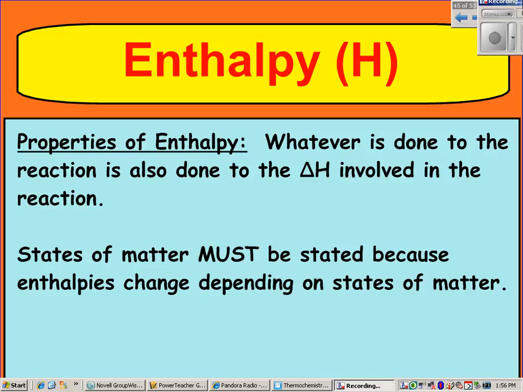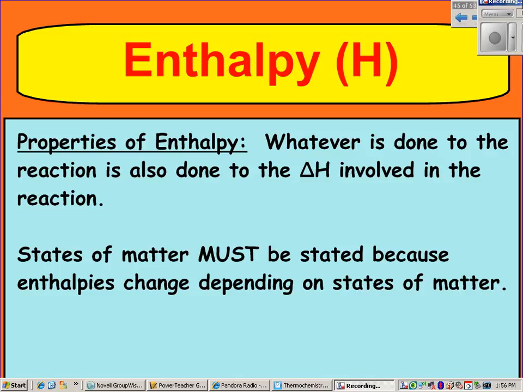We've been talking all along about how enthalpy is simply heat, and in a reaction, enthalpy either increases or decreases depending on if it's exo or endo. Now, some of the properties of enthalpy mean that we can change the reaction, in which case we'll also change the enthalpy. Notice the general rule for properties of enthalpy. It states that whatever is done to the reaction is also done to the delta H involved in the reaction.